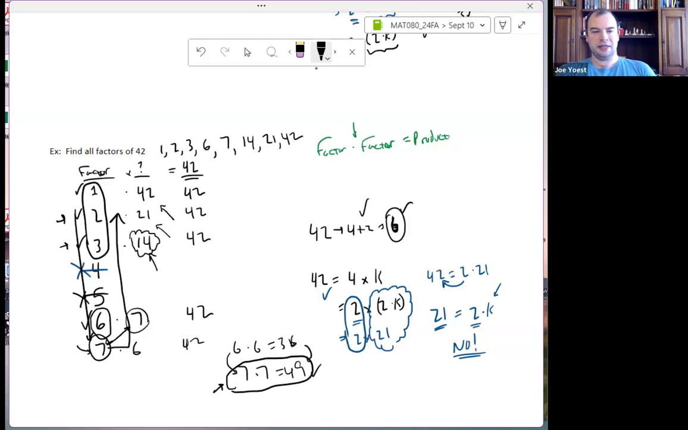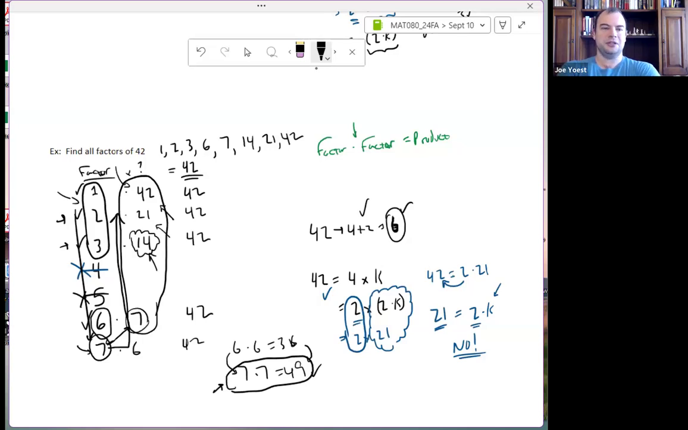So each time that I identify one of these smaller factors, it's going to be associated with a larger factor. So this is why I don't have to go through 7, 8, 9, all the way down to 40, 41, 42, because I'm really leveraging the work that I've already done in finding these factors.